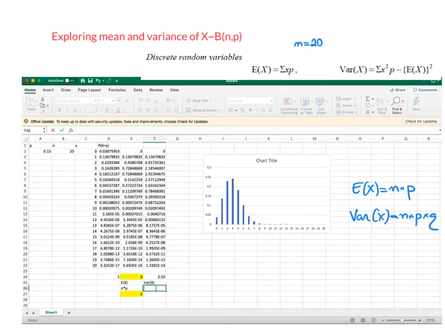N times p times q. This is just text for us to remember what we construct. And here I put a formula equal n times p times, and I don't have q, but I know that it's 1 minus p. And see how these are equal.